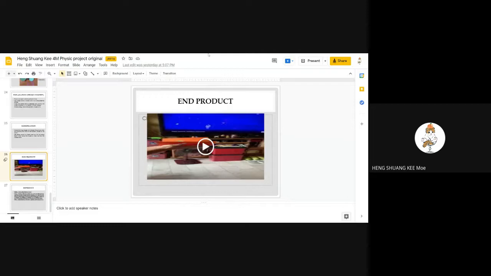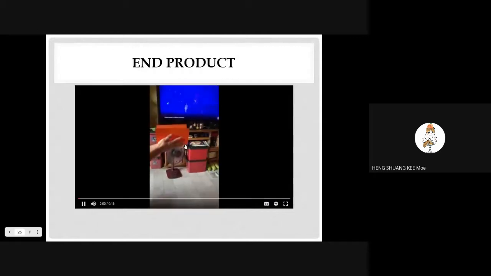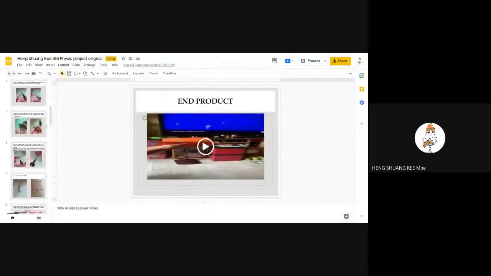So I'm Heng Shuangqi, I'm from Class 4M. So good morning to teacher and my friends. So today I'm going to talk about the butterfly model. Okay. So let's see my end product first. So this is how it works. It will fly.